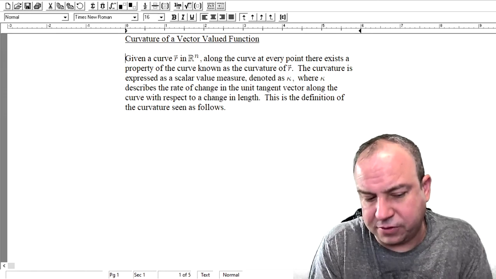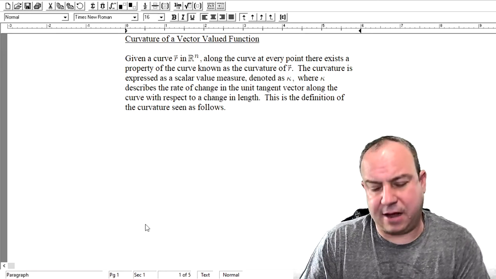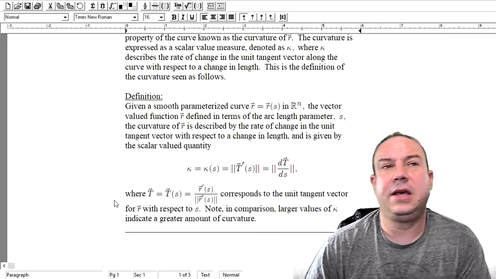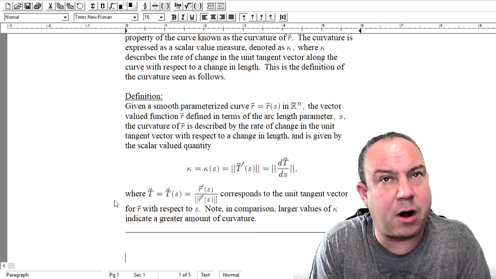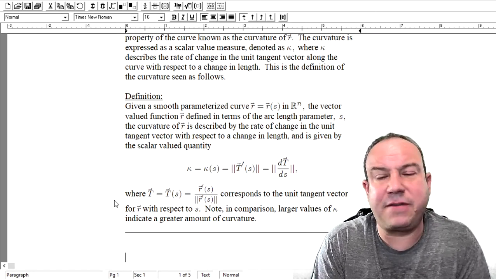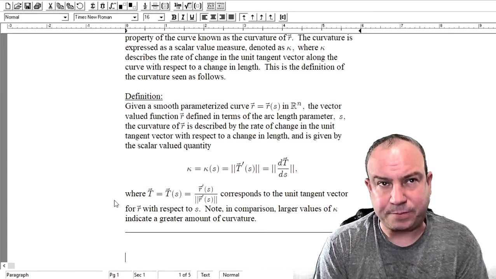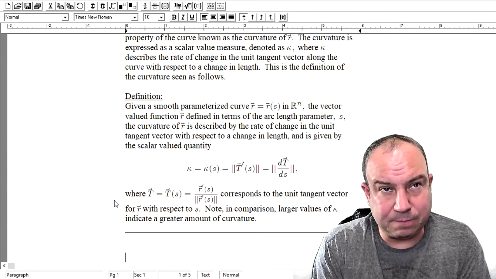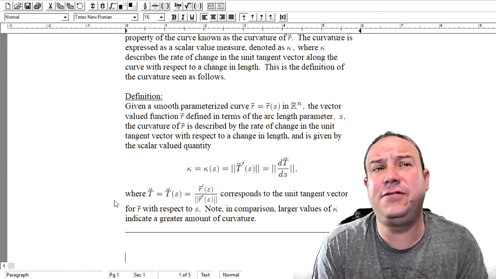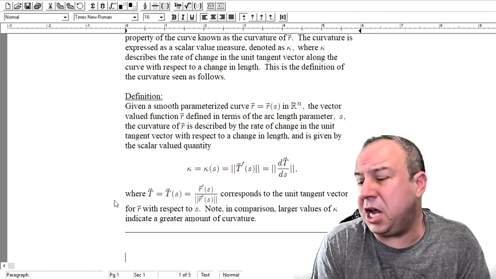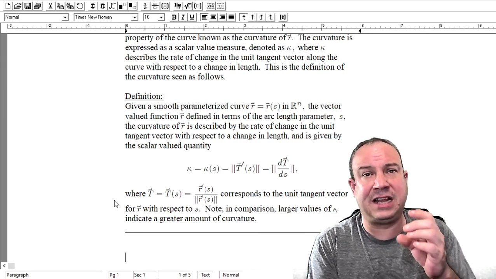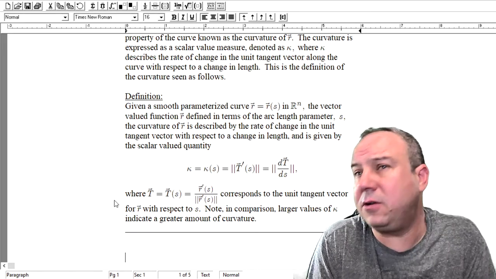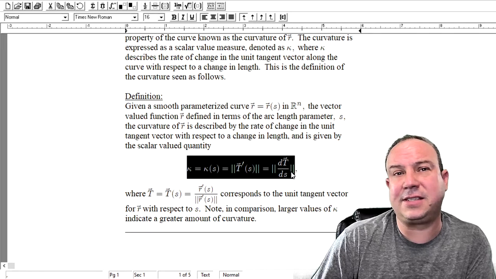This is the definition of curvature seen as follows, right? If I scroll that definition up into play, what we note is, given a smooth parameterized curve R bar equal to R bar of S in R sub n, which is the vector valued function R bar defined in terms of the arc length parameter S, the curvature of R bar is described by, again, the rate of change in the unit tangent vector with respect to a change in length along that curve. We move a certain length, how quickly is that unit tangent vector changing, right? And it is given by the scalar valued quantity seen below here.